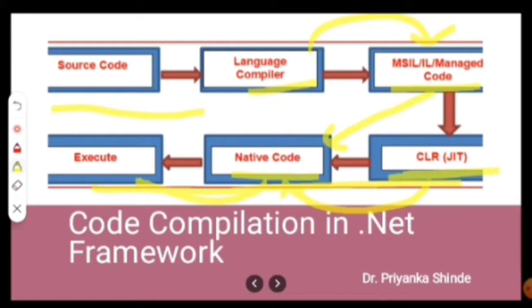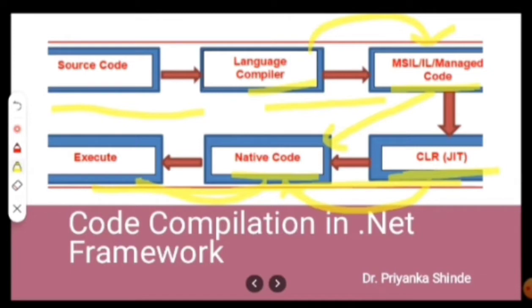So we can say that the first step of compilation is slow, where the language compiler converts the code into managed code. It is a little bit slow, and compared to that, the compilation of JIT to native code is the fast one. Got it? This is the code compilation in .NET framework. So it always follows compilation twice.